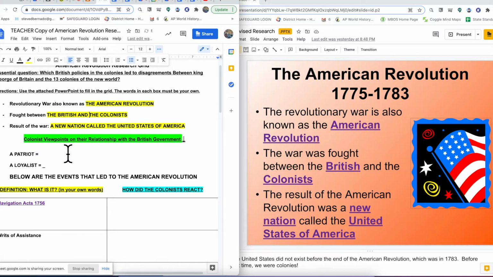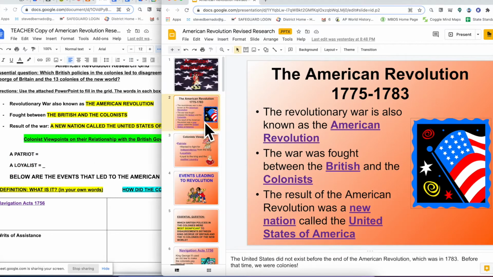On the left-hand side, look what's highlighted in green. What are the colonists' viewpoints on their relationship with the British government? Some people in the 13 colonies were against the British government because they believed the rules and the laws of life were too unfair. Other people that lived in the 13 colonies loved the British government. They supported the king because they were business people who profited off of the policies of the British government. So you had patriots and you had loyalists.